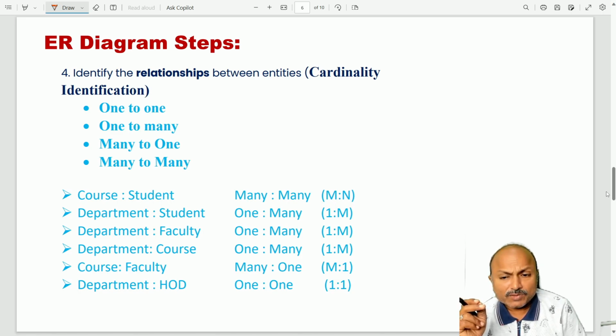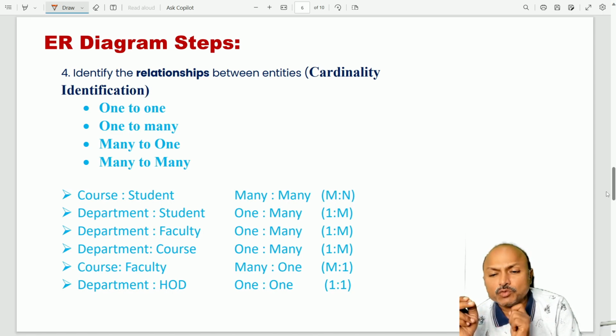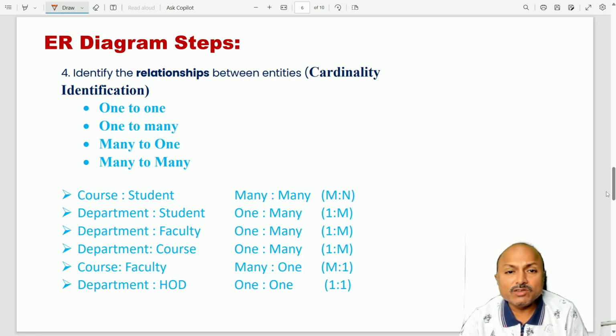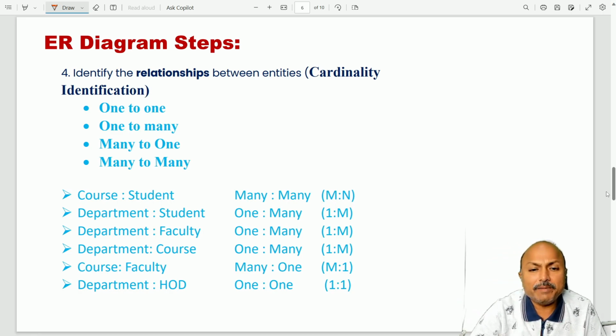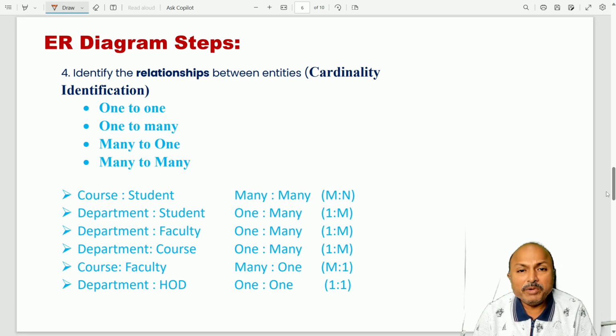Course and faculty: one faculty is going to teach many courses. So that is many to one. One department has one HOD, head of the department. So that is one to one. These are the relationships between the entities that we consider.